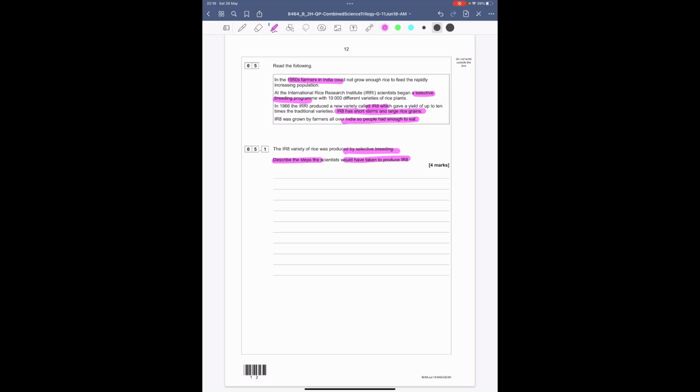So this is pretty much a 4-mark question saying describe how we do selective breeding, but relating it to IR8. So first stage of selective breeding is you select the features that you actually want to produce. So the farmers would have selected the features. Now in this situation, it's told us we want to have short stems and large rice grains.